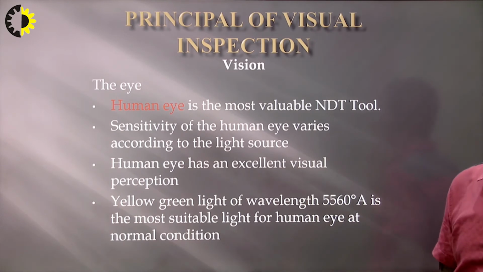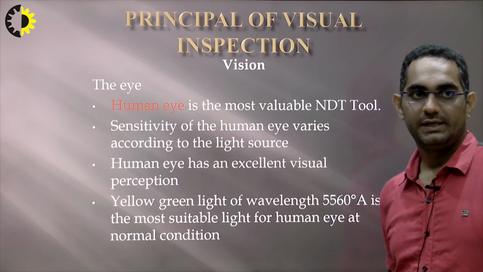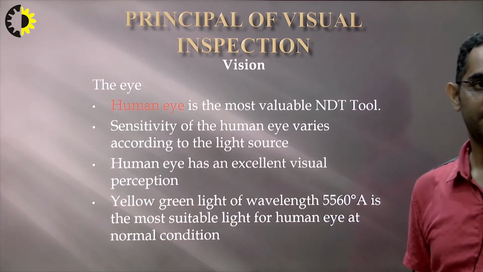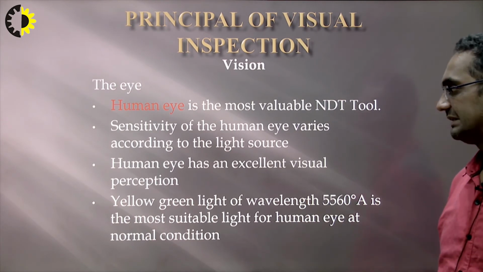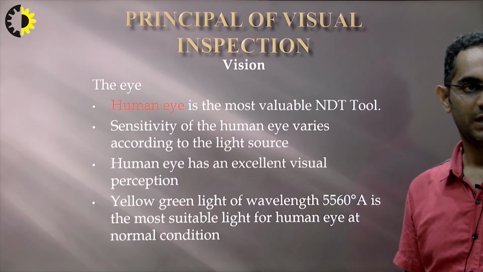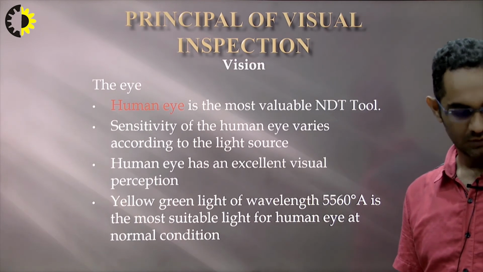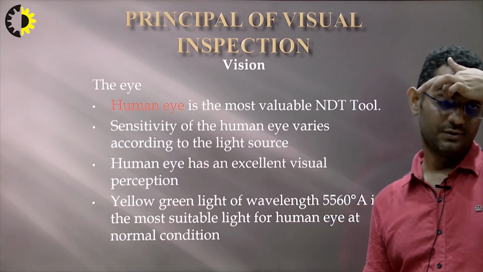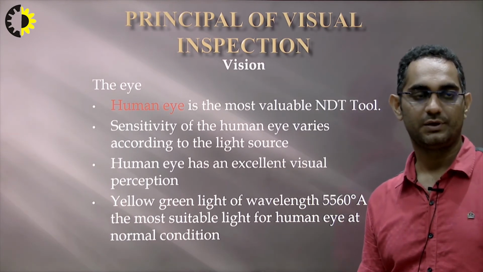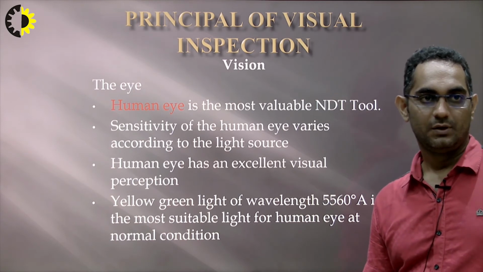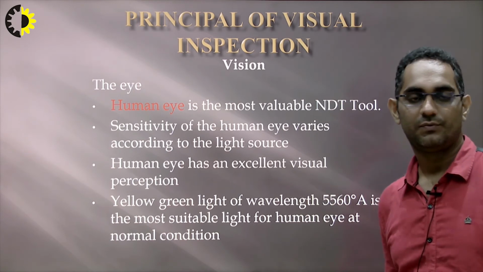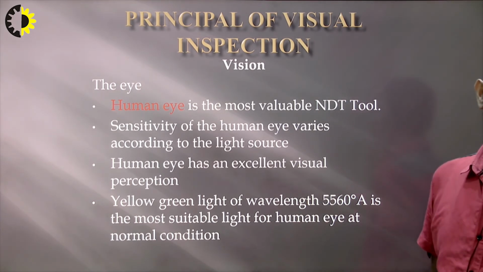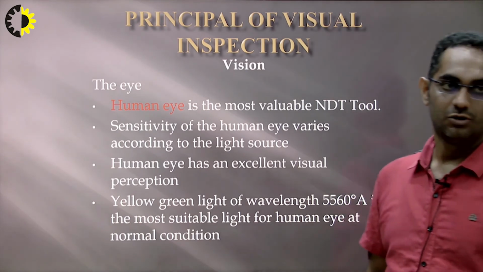Now the vision, the eye. The human eye is the most valuable NDT tool. The sensitivity of the human eye varies according to the light source. The human eye has an excellent visual perception, and yellow-green light of wavelength 5560 angstrom is the most suitable light for the human eye at normal condition.